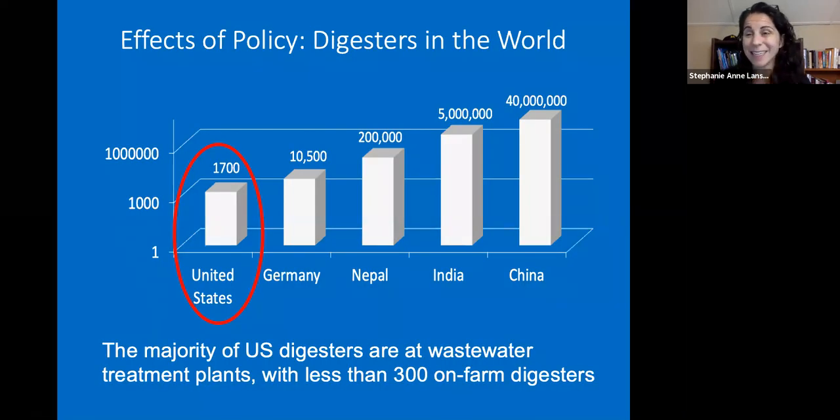In the United States, we only have about 1,700 of these anaerobic digestion systems. The majority are at wastewater, but about 300 to 400 are on-farm digesters. But if we look at Germany, they have over 10,000 on-farm digesters. Nepal, 200,000, India, 5 million, and China, over 40 million digesters. In India and China, they're mainly small scale. So maybe a couple cows or a couple pigs, or even the waste from the humans, all go into a family-based digester system. And then they're able to use the fertilizer on their crops.